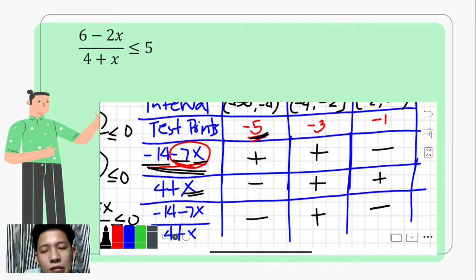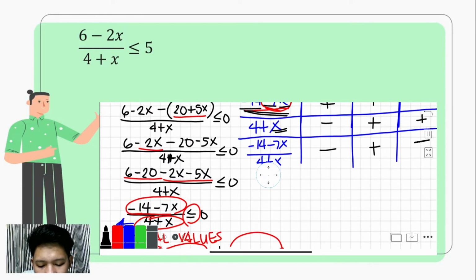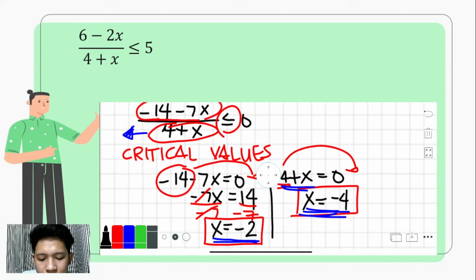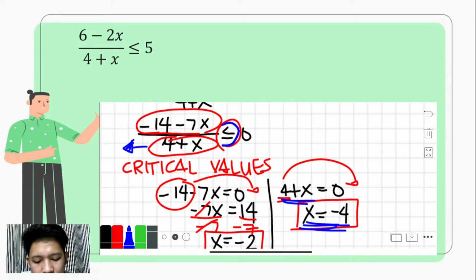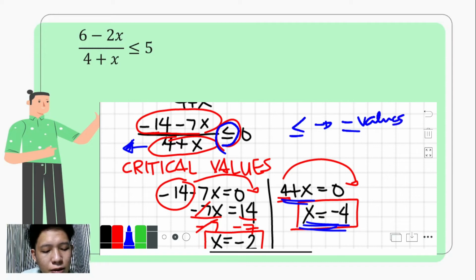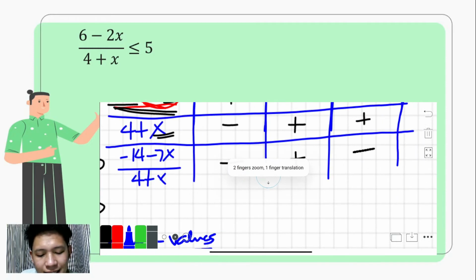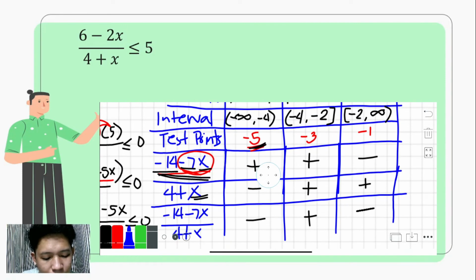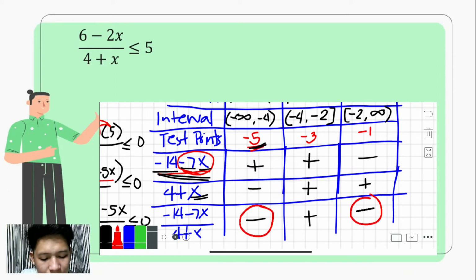Okay, so what are we going to consider? Is it the positive values or the negative values? So, balik tayo dun sa ating single rational inequality. So, ano po ba ang ating symbol dito? That is less than or equal to. Kung less than yan, saan papunta ang less than natin? We are actually talking about less than, less than or equal to, papunta yan kay negative values. So, we are to consider all the negative signs sa baba. Alright? Hence, our solution would be from this one. Okay? So, negative values, ito po, yung ating interval.